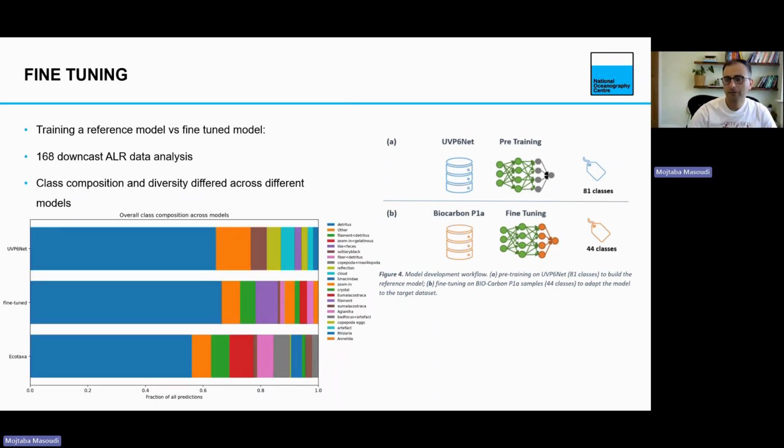So here is a summary of the overall class composition based on the different models we have. As you can see, every model has a different opinion about the classes, and the composition is more or less different across the models. These are the UVP model, the UVP6 model, the fine-tuned model, and EcoTaxa, which also uses a deep learning model. We use that model as well for the comparison.